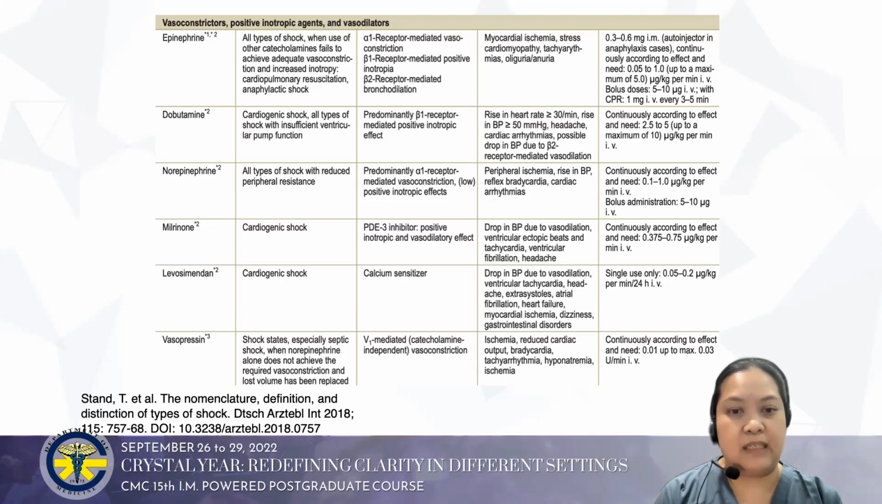Milrinone is a PDE3 inhibitor, which is also used for patients with cardiogenic shock. Levosimendan is also another medication. It's a calcium sensitizer that is also used for cardiogenic shock. Now, I understand that milrinone and levosimendan might not be readily available in all centers. Vasopressin is a V1-mediated vasoconstrictor, and it has been cited as a secondary vasopressor for patients who are in need of norepinephrine, but are already suffering from the adverse effects of norepinephrine, such as extreme tachycardia.